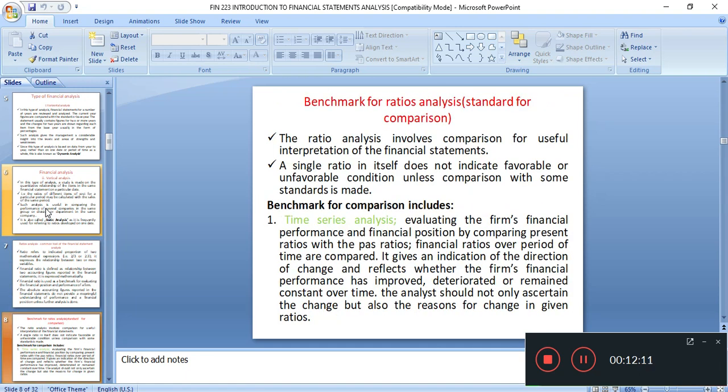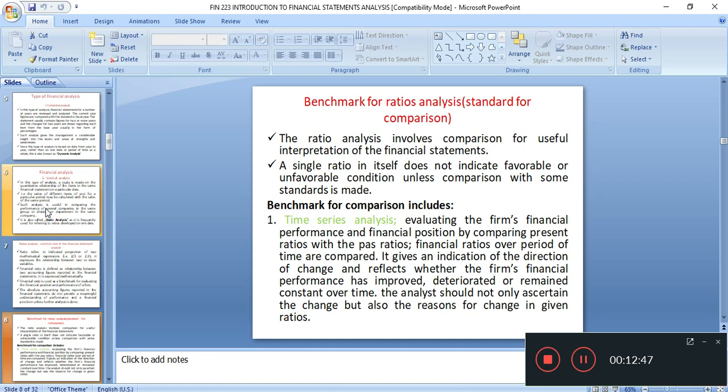Let us talk about benchmarks for analysis. For ratio analysis, benchmark stands for comparison. Meaning here, when you are using a benchmark for ratio analysis, you are going to make a comparison. Ratio analysis involves comparison for useful interpretation of financial statements. Here, a single ratio in itself does not indicate a favorable or unfavorable condition unless a comparison with the same standard is made.